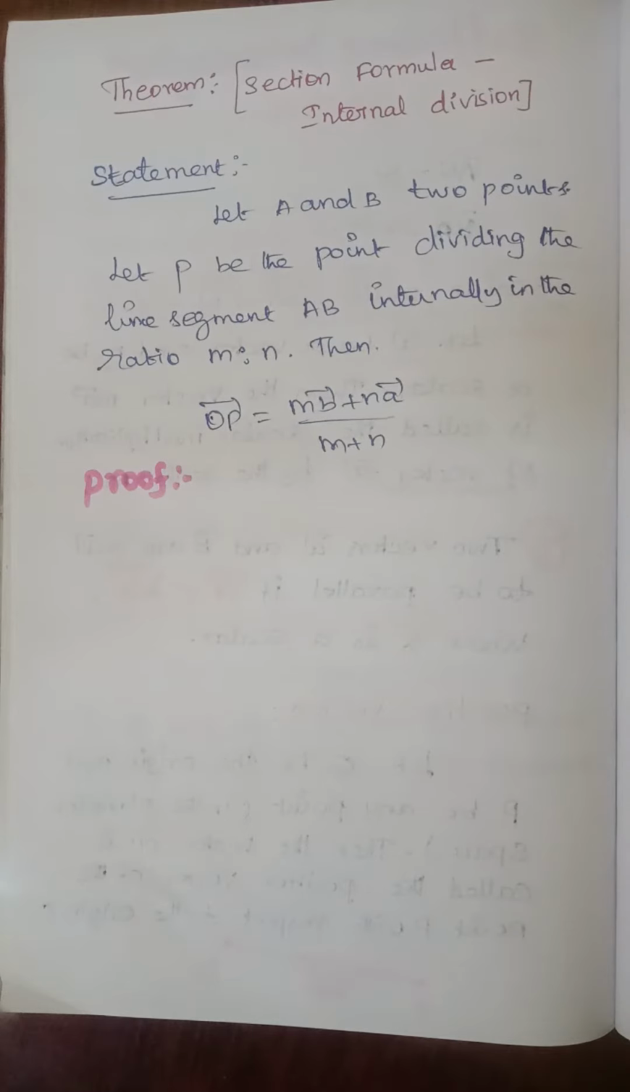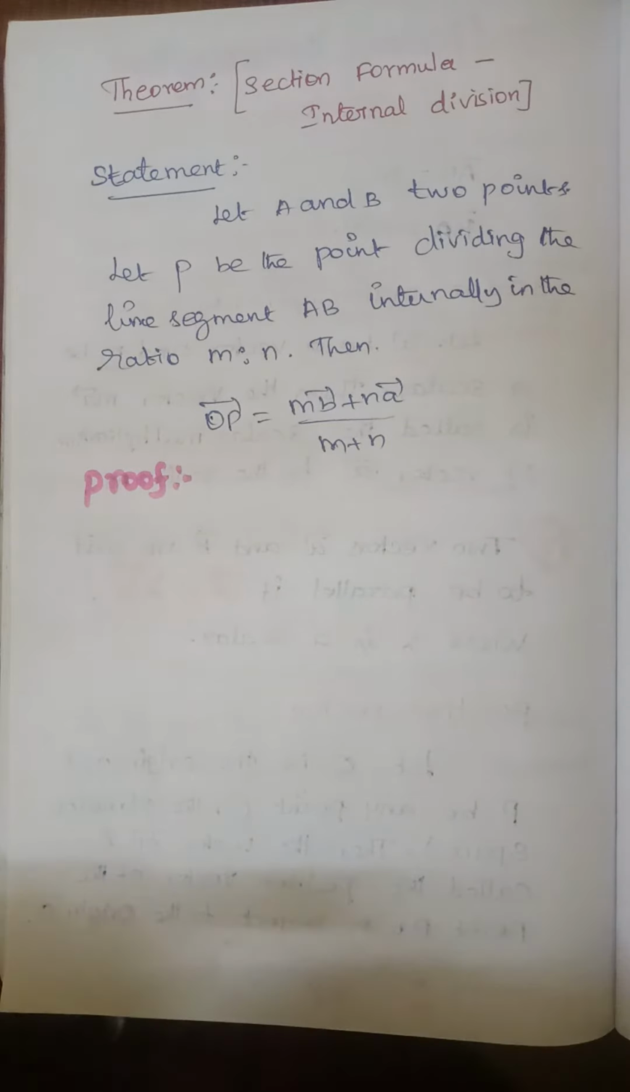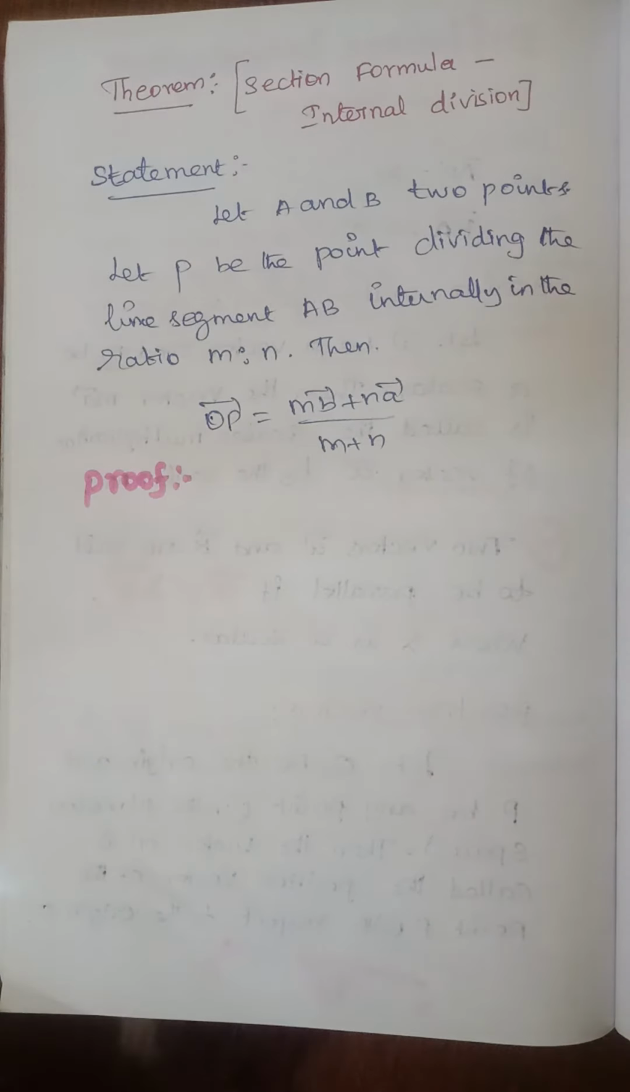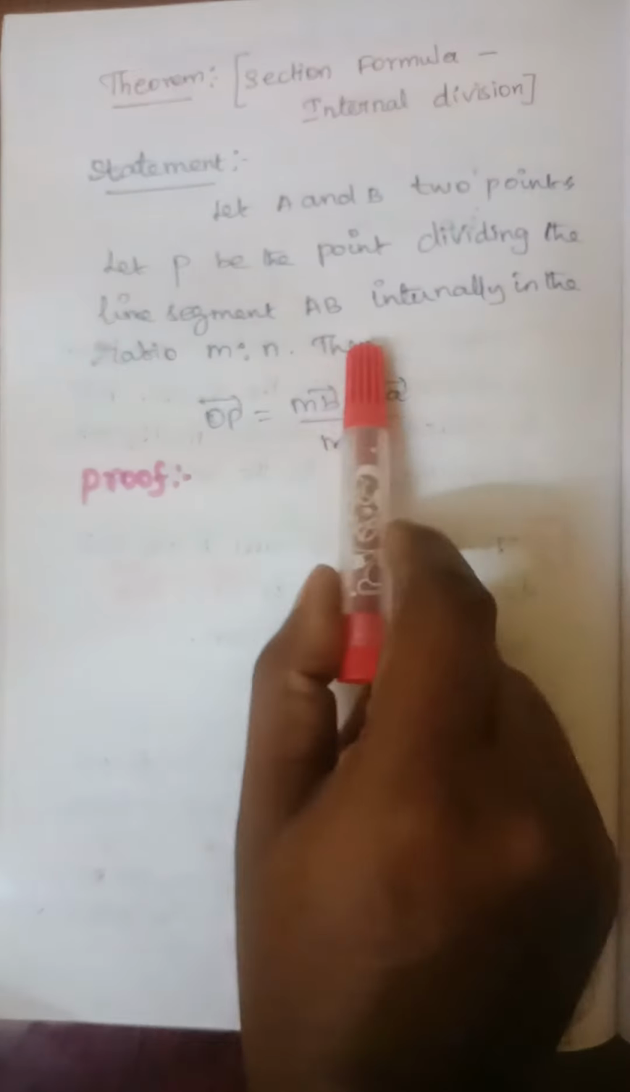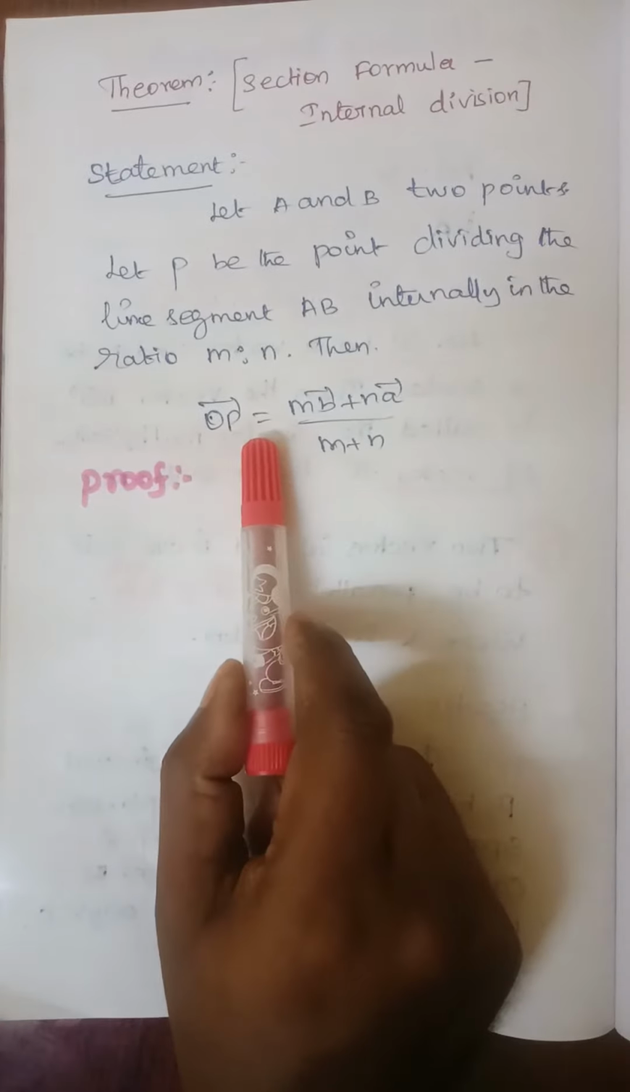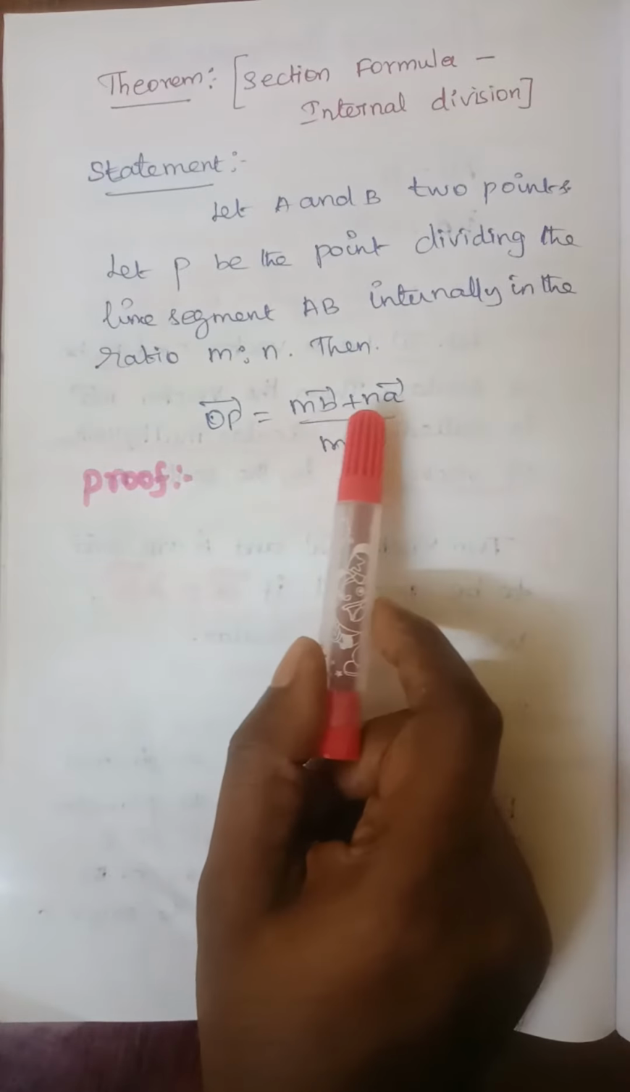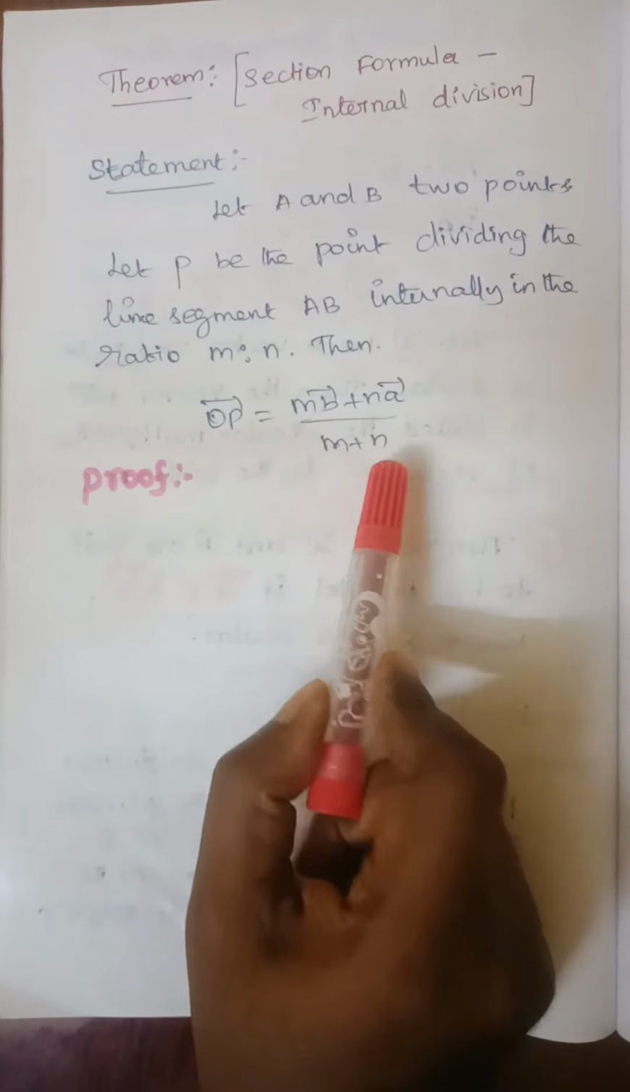Very good morning, students. Now we are going to discuss this theorem, the section formula for internal division. First we are going to see the statement. Let A and B be two points. Let P be the point dividing the line segment AB internally in the ratio m is to n. Then OP vector is equal to (m OB vector plus n OA vector) by (m plus n).